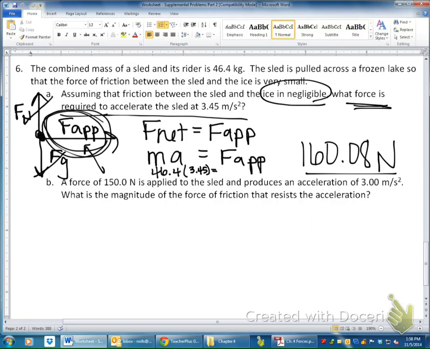All right. So if we look at part B, it says a force of 150 newtons applied to the sled produces an acceleration of 3 meters per second squared. What is the magnitude of the force of friction that resists the acceleration? Okay, so we're looking at the same sled and rider, just a little different situation. So we draw a new free body diagram. Okay, we're still going to have gravity, and we're still going to have the normal force that are equal to each other.